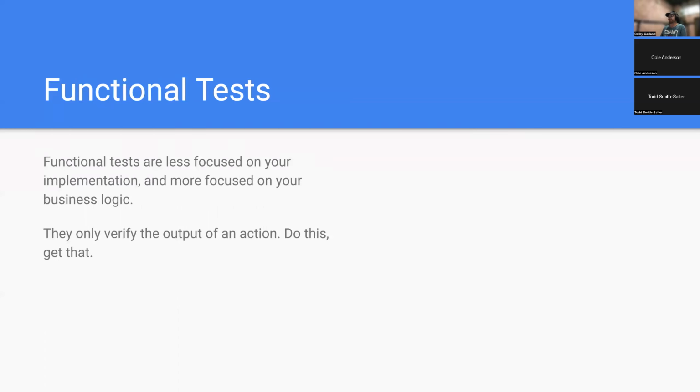Then we have functional tests, which are more so for testing your business logic. Mainly you'll see these in the back end, which is where your business logic should reside. But you can also have business logic in your front end, and you can have these in your front end as well. These are more so for verifying the output of an action.